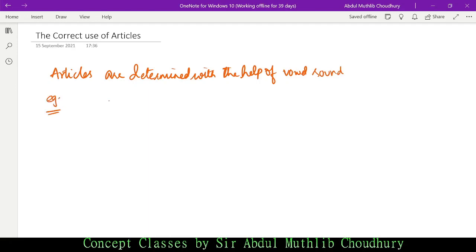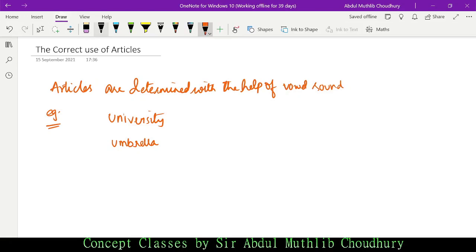Example: university, umbrella. Okay, what did I say? Articles are determined with the help of vowel sounds. So first of all, what are the articles? A, an, the. In case you did not know that articles are determined with the help of vowel sounds, then you have been making this silly error all this while.